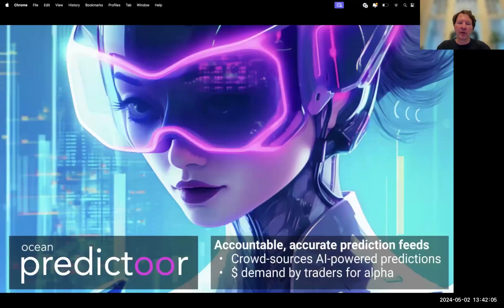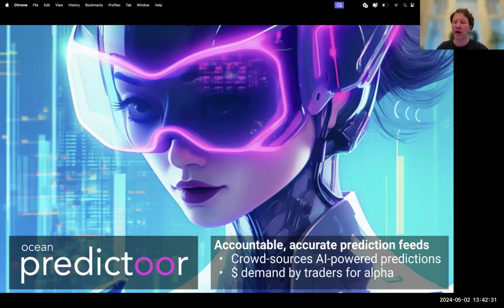Okay. So the product is, we've got fancy marketing. This is our style here. This is Ocean Predictor. The main USP is accountable, accurate prediction feeds. So most traders, or a lot of traders, even in DeFi land, don't care whether your thing is decentralized. They don't care whether your contracts are unstoppable, all that. What they care about is making money, right?